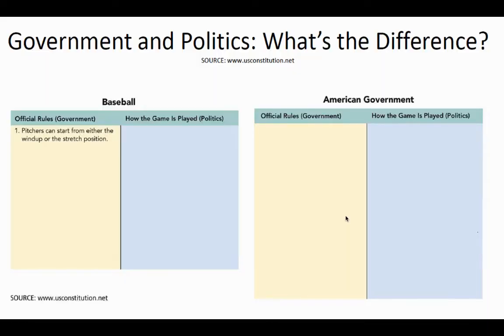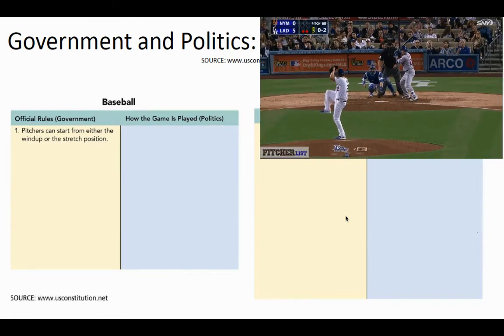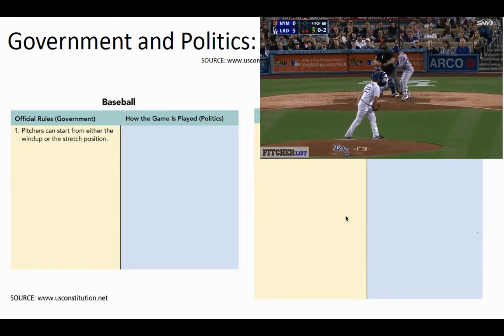Now, let me give you a really good chart from your textbook. You might not see this yet because you don't have the textbook, but this is kind of government and politics. What's the difference? Well, remember, it's the rules of the game and then how you play it. And I'm going to give you an analogy from baseball. So on the left, you see there, pitchers can start either from the windup or the stretch. That's government. That's the rule. Well, I'll give you a couple pictures coming up here. That's Clayton Kershaw. I'm a Dodger fan.